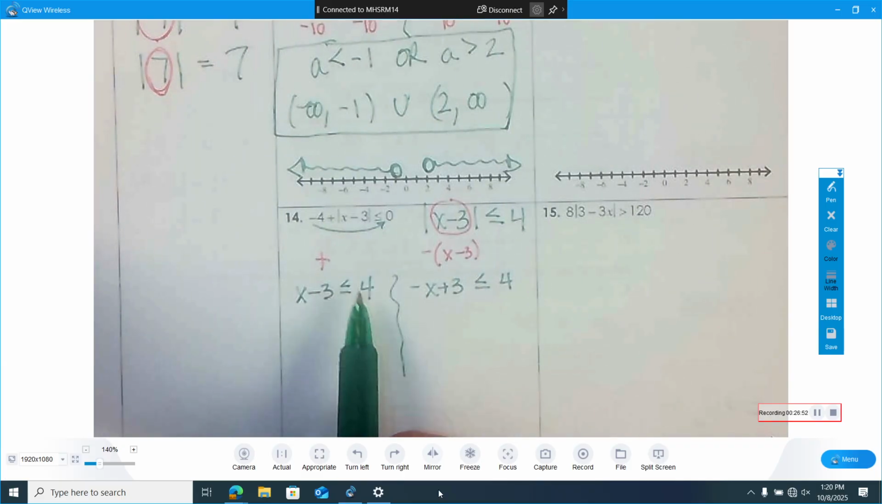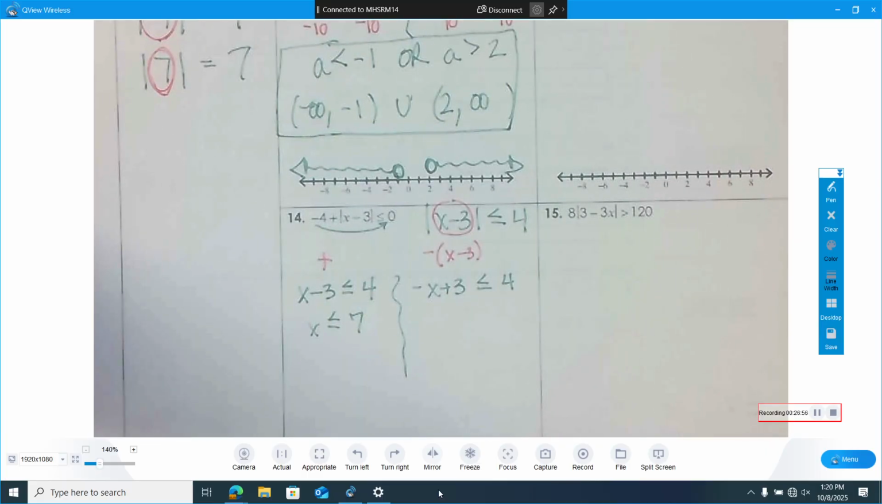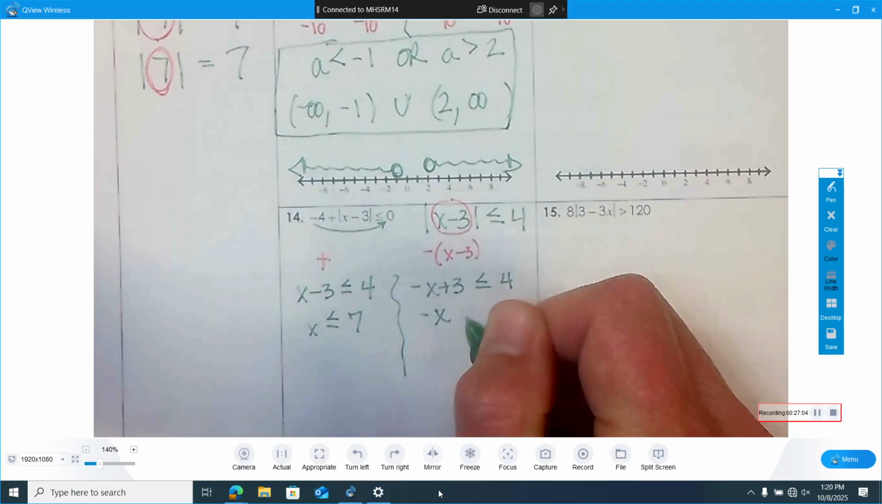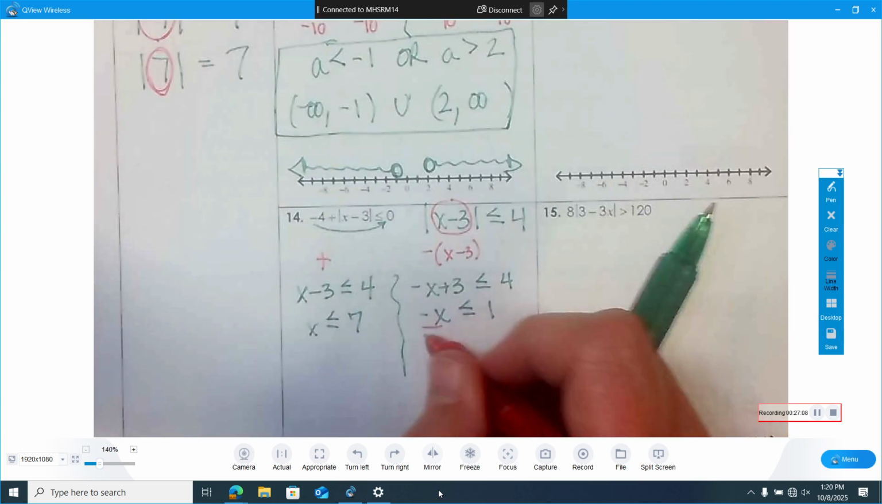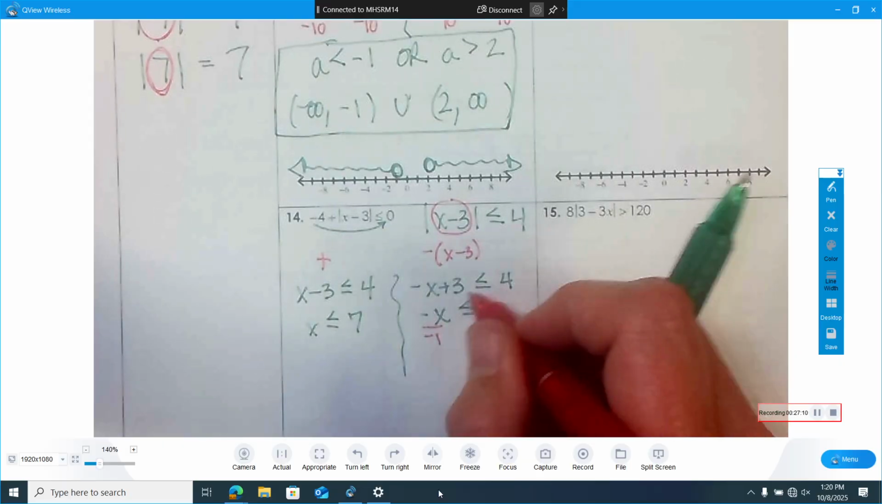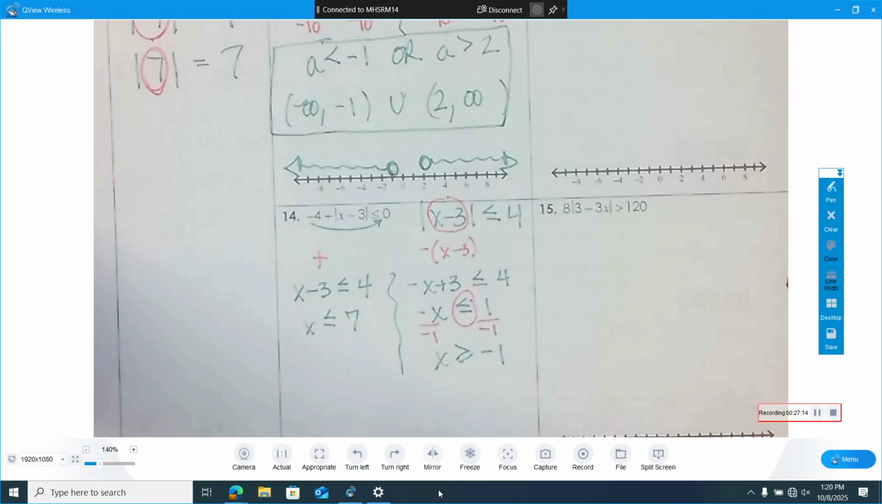So I'm going to go ahead and add the 3. Man, my brain is hurting right now. All right. On the other side, what do I have to do? Subtract the 3, so the opposite of x is less than or equal to 1. And then we need to divide by -1 and flip the inequality. So we get x is greater than or equal to -1.